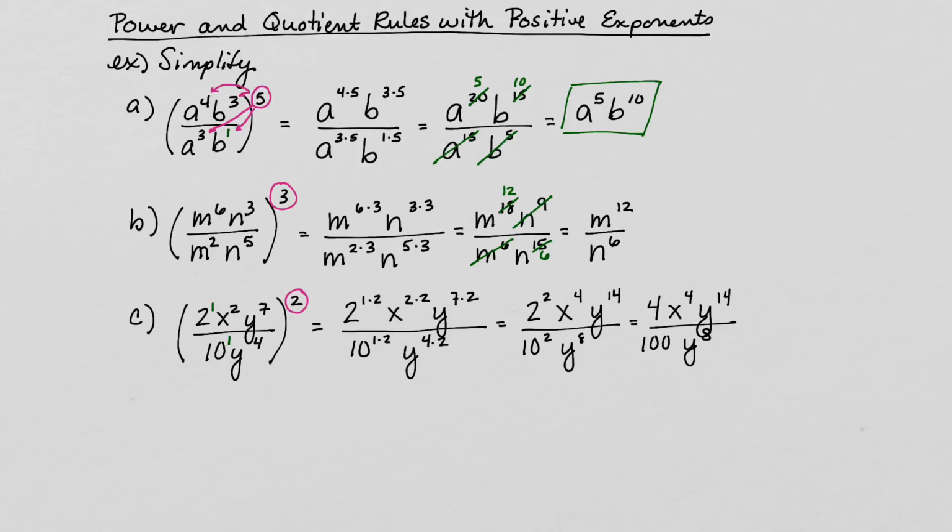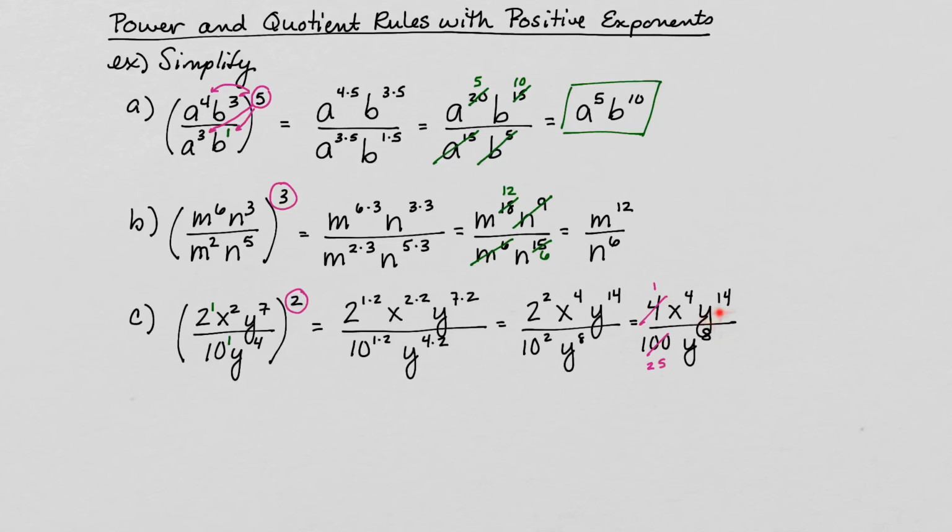And so now I'm going to simplify things. The first thing I'm going to do is look at the number parts. So 4 and 100, 4 actually goes into 100 25 times. So 4 goes into 4 one time, 4 goes into 100 25 times. I only have x's on the top, so there's nothing else for me to do with them.